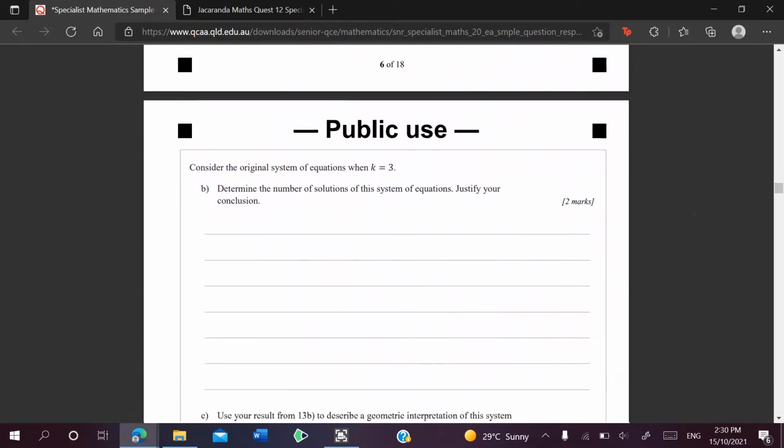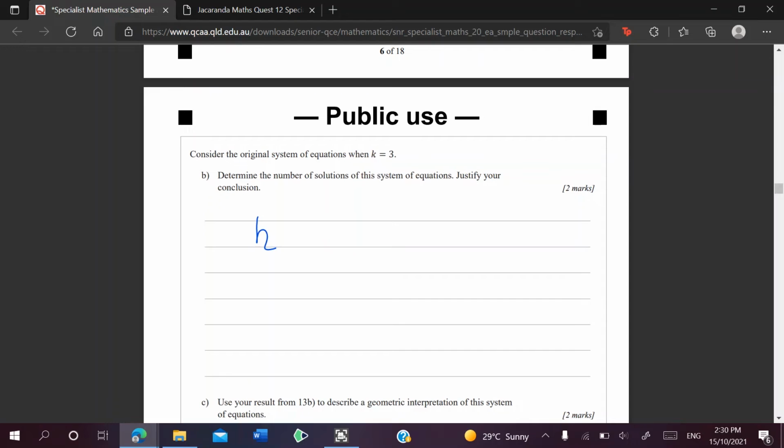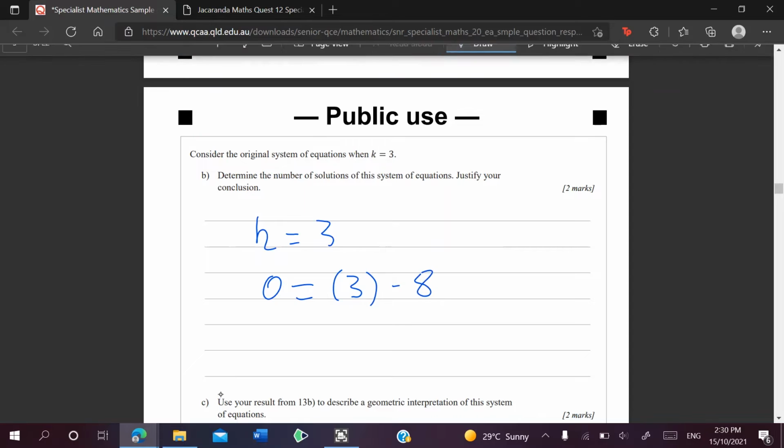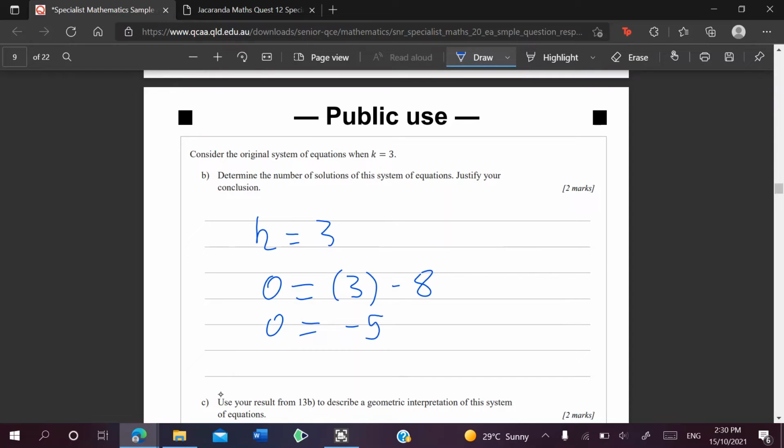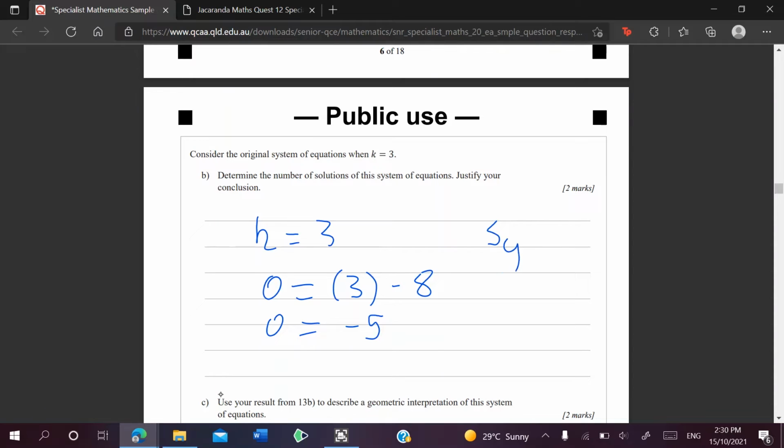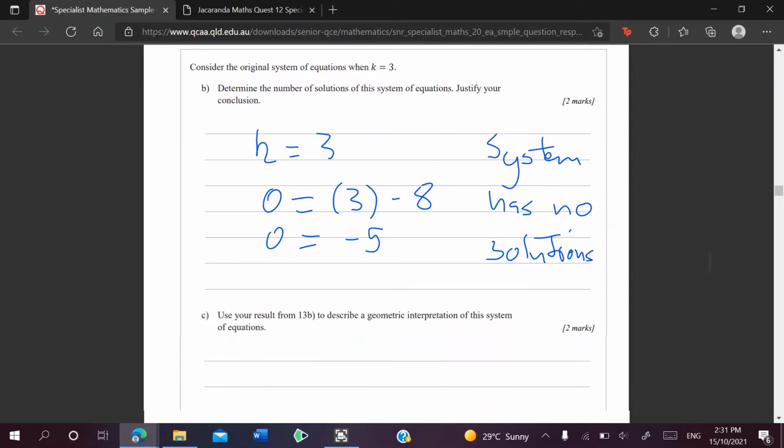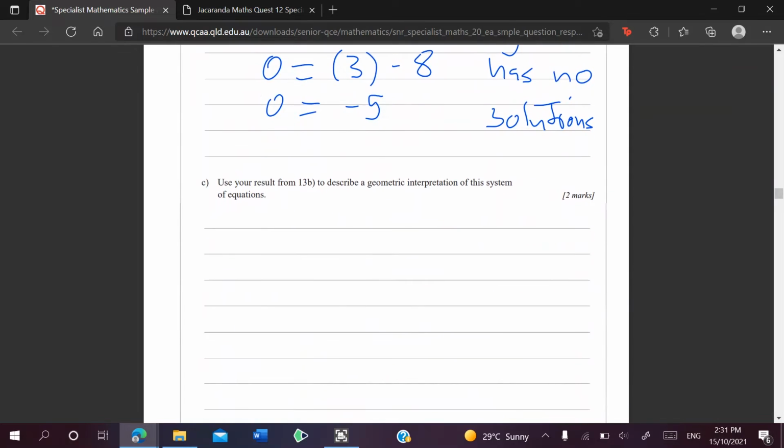Now this one's very simple, it's just when k equals 3. So you simply do 0 equals, and then substitute the k for 3 minus 8, 0 equals minus 5. Now since 0 equals minus 5, that's actually not possible, obviously. So therefore the system has no solutions for this question. So that is part B done for you there. And then we're going to move on to part C.